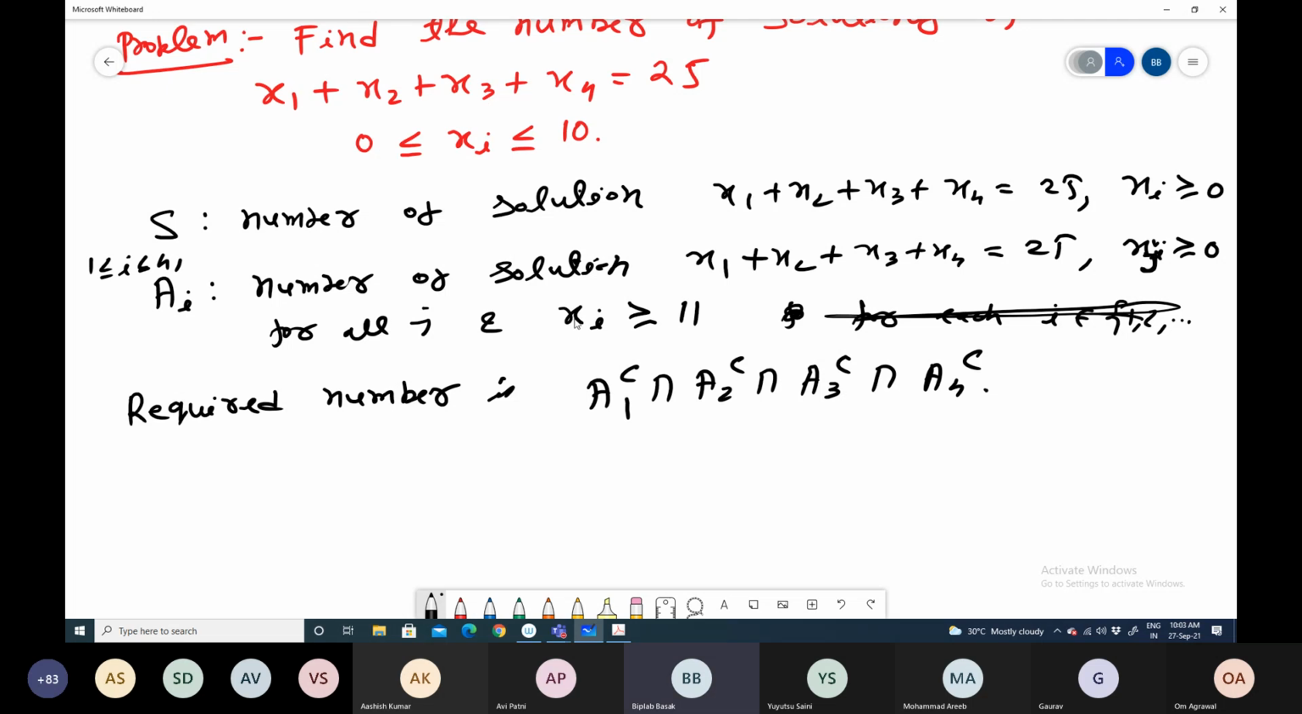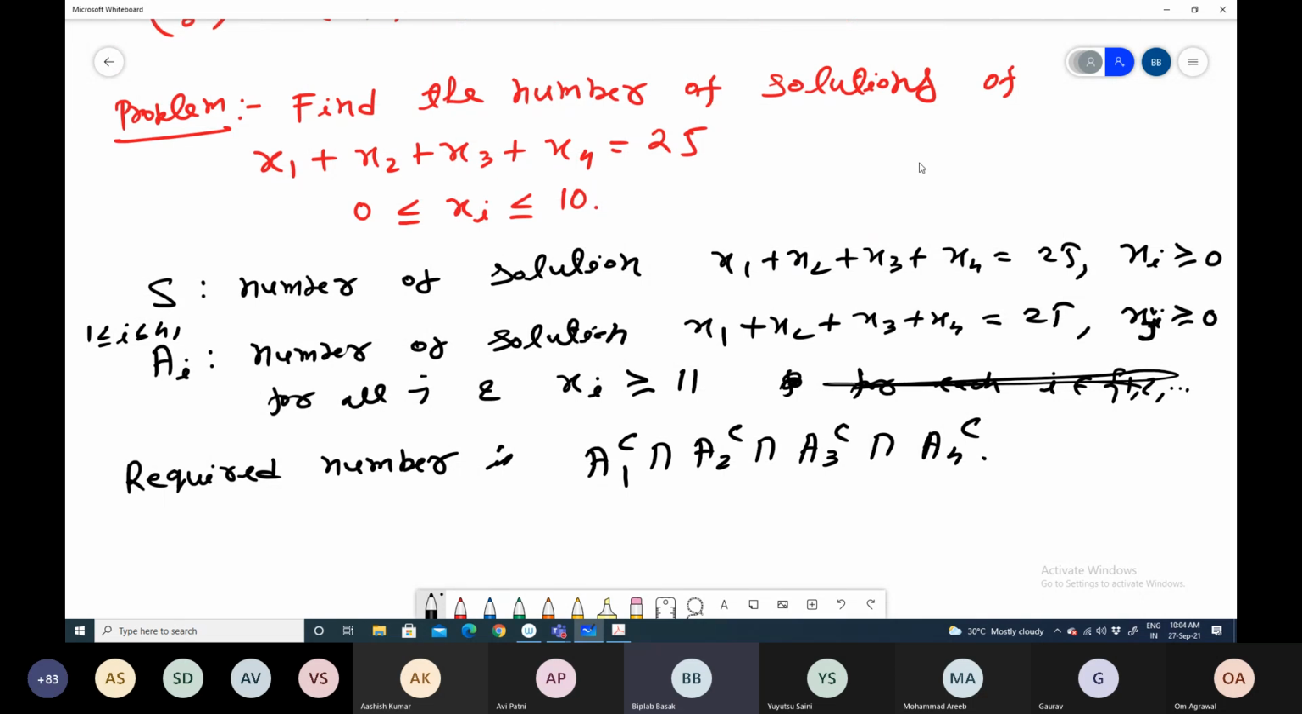Because Ai is xi bigger or equal to 11, therefore Ai complement is xi less than or equal to 10. We are talking about only the non-negative integer solutions. So A1 complement will be only the restriction x1 less than or equal to 10, this is x2 less than or equal to 10, this is x3 less than or equal to 10, and this is x4 less than or equal to 10. When you take the intersection of all of these sets, it gives the required number of solutions.